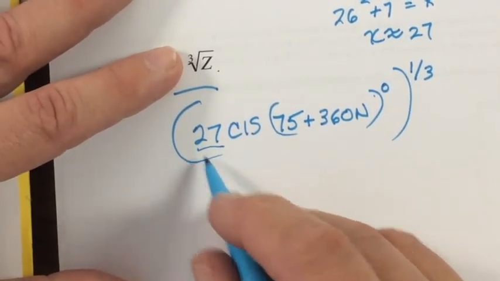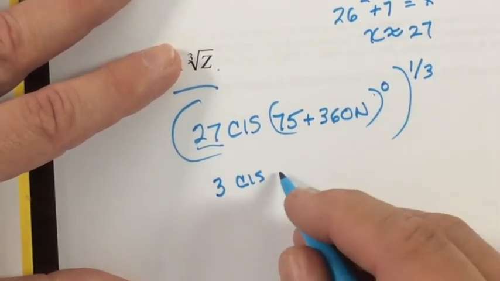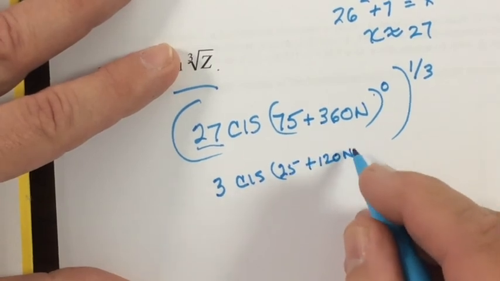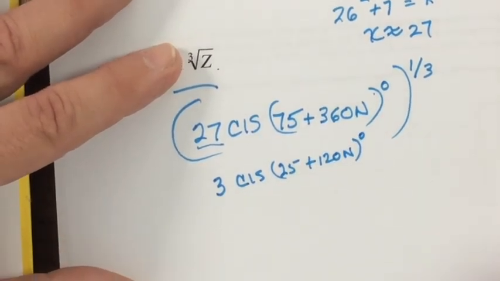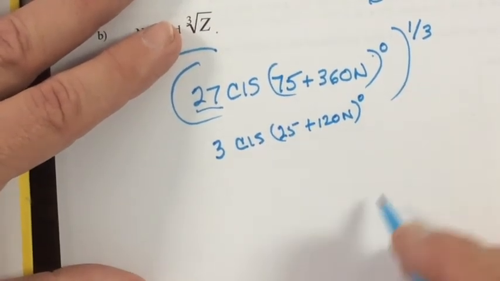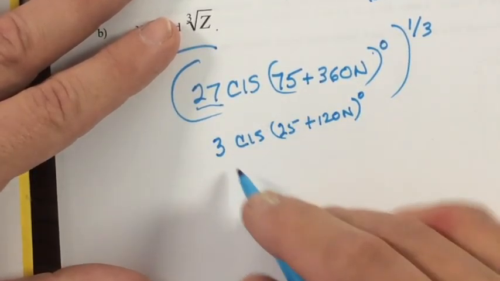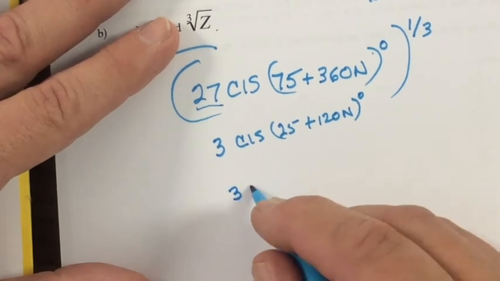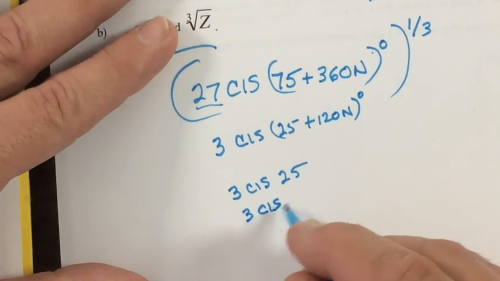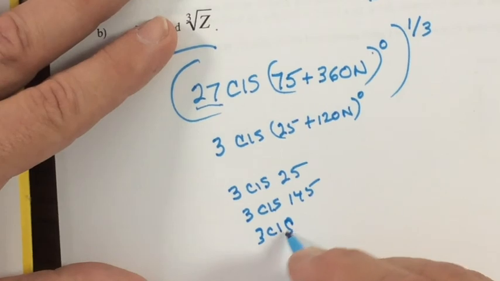Right, we take the third power of this, that would be 3. And then we divide this by 3, that would be 25 plus 120n. But we don't leave it like that because there are really only 3 answers here. Everything else is duplicative. So we just want to figure out what we get on one full rotation. 3 cis 25, 3 cis 145, 3 cis 265.